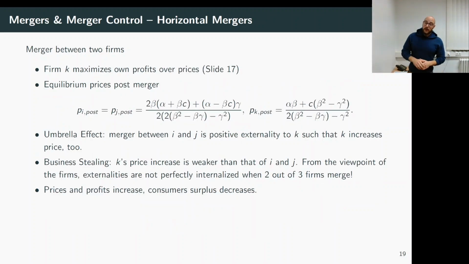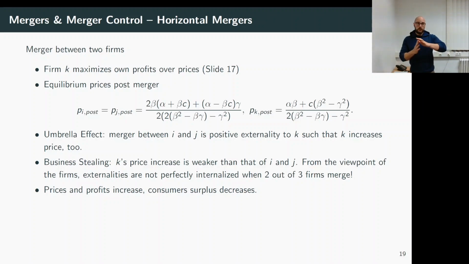Okay, now what happens to firm K, so the firm that is not involved in the merger? For firm K, the profit maximization problem looks the same as we had analyzed it for firm I on slide 17. So the reaction function basically looks the same as in the situation where no merger is concerned. And the prices post-merger can now be computed using the reaction function of firm I and firm J, which look the same, so their prices will be the same in equilibrium as well, and firm K, which has a different reaction function, right?